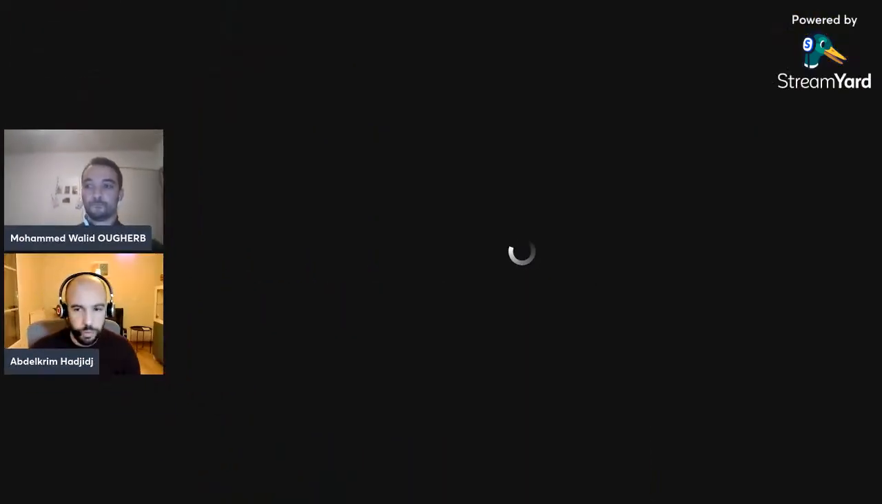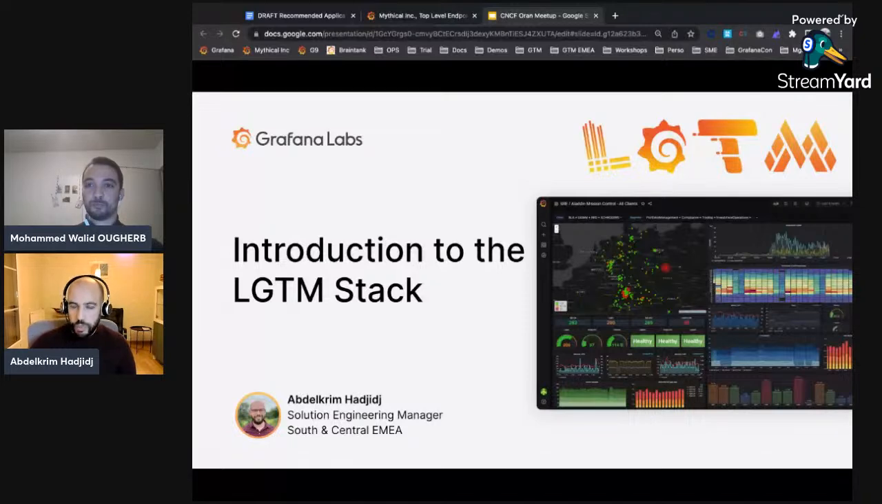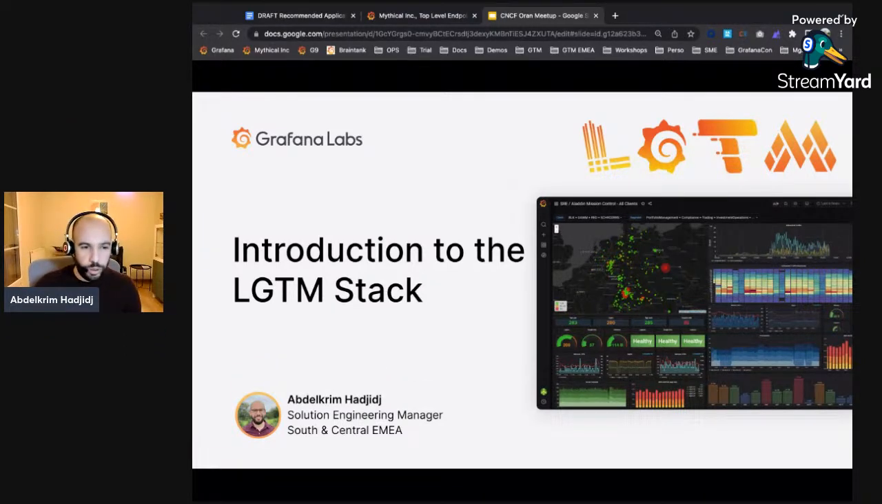So again, hi everyone. I don't know if other people joined us since we kicked off. So today we'll be talking mainly about observability in the cloud native world, and specifically for a set of open source tools called Loki, Grafana, Tempo, and Mimir, which makes the name of the LGTM stack. It's also a reference to "looks good to me" in English.